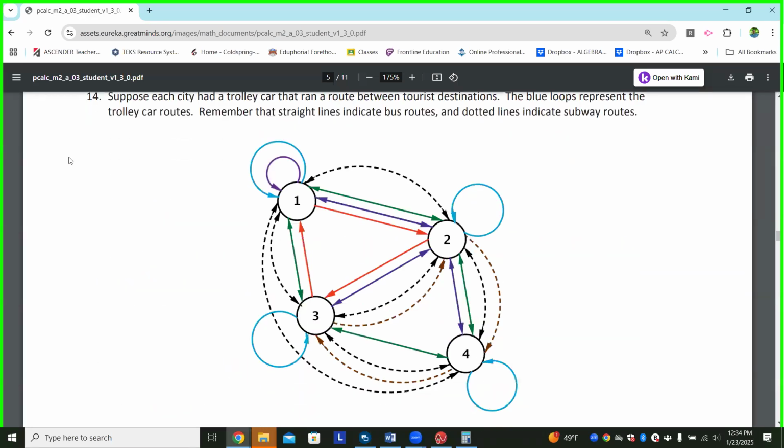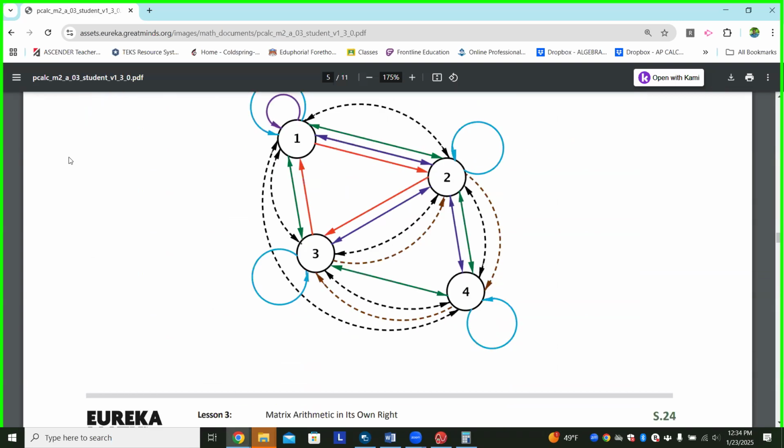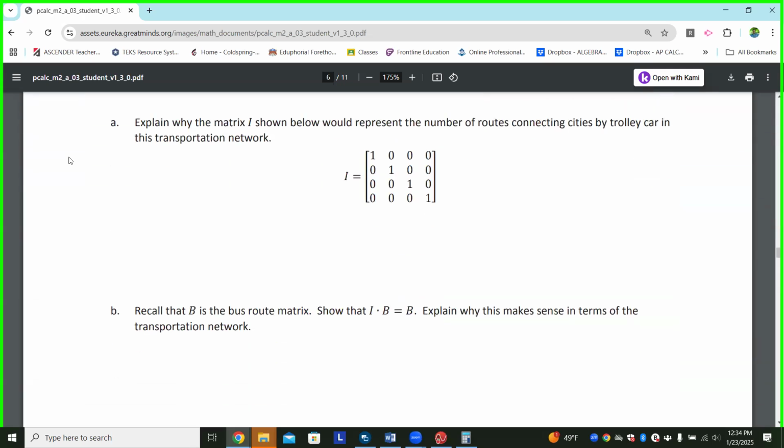So 14 says, suppose each city had a trolley car that ran a route between tourist destinations. The blue loops, which y'all don't have color on y'all's, so y'all can kind of look up here. These blue loops represent the trolley car routes. Remember that straight lines indicate bus routes and dotted lines indicate subway routes. Part A then says, explain why the matrix I shown below represents the number of routes connecting cities by trolley car in this transportation network.